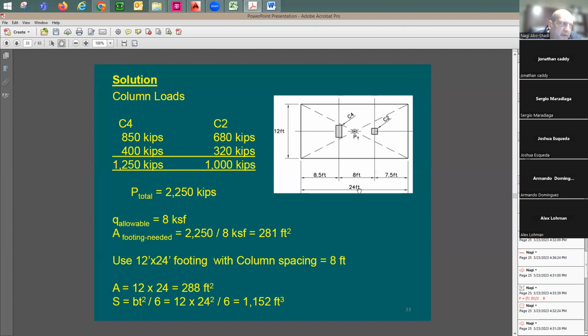The appropriate footing size is going to be 12 by 24. This is what I'm going to go with. How's that? 12 by 24 will give you 288 square feet. You need a minimum of 281. So this is good. This footing size is going to be good. 12 by 24.